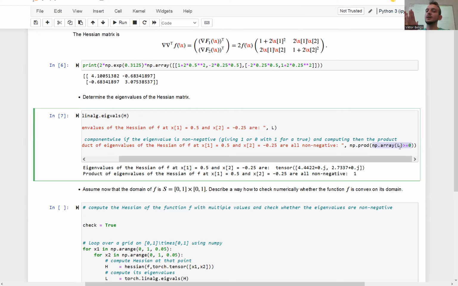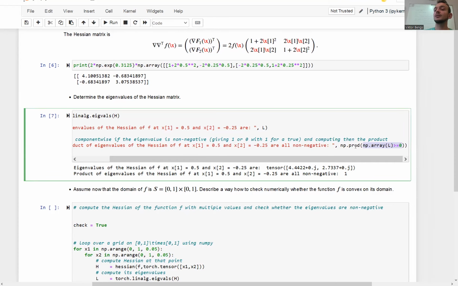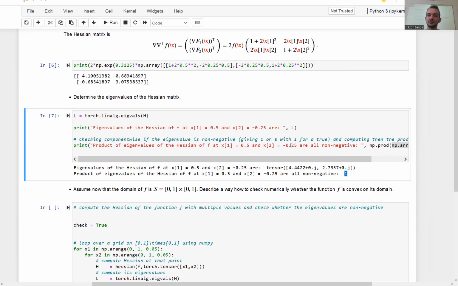And then you will get a list or a NumPy array where you have true, false, depending on whether this is true. Of course, this is true 2 times for this L here. And then if I look at the product of these things, this is only 1 if this was true all the time. If I have once a 0 here or a false, I will have a 0, so I can check quite easily if here we get a 0, then there must be a negative value between the eigenvalues.